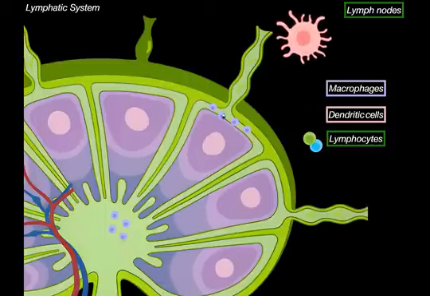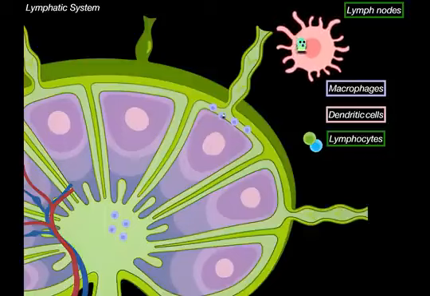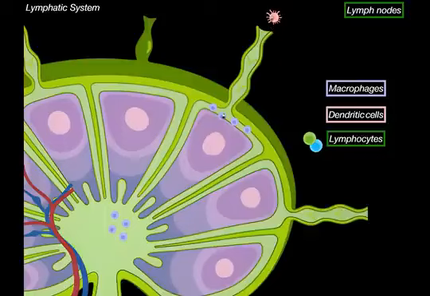Dendritic cells are another key player. Some of these dendritic cells picked up pathogens out in the tissues before entering the lymph vessel, and they arrive in the node carrying those antigens with them. Their job is not mainly to destroy the pathogen, but to process it and present small fragments of it, called antigens, to lymphocytes deeper inside the node.